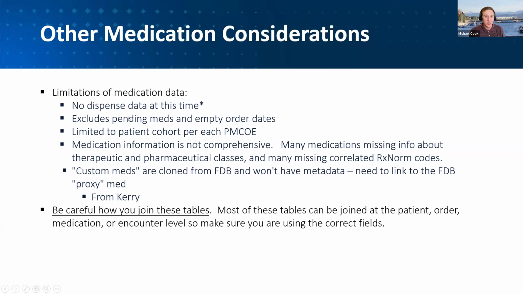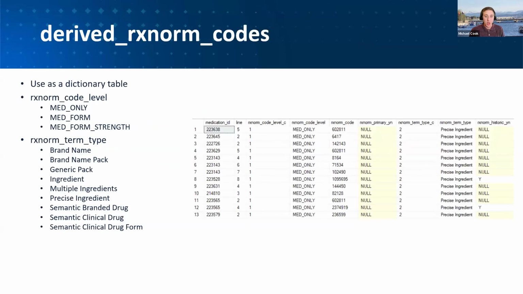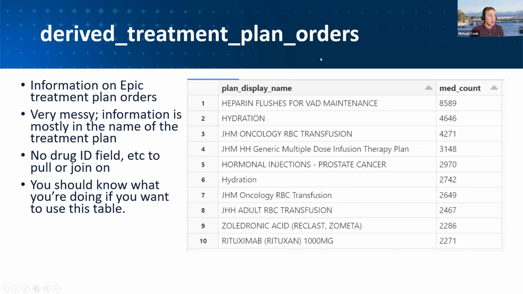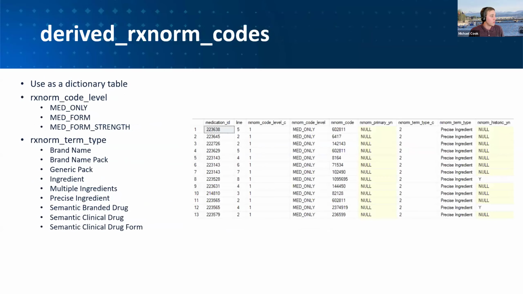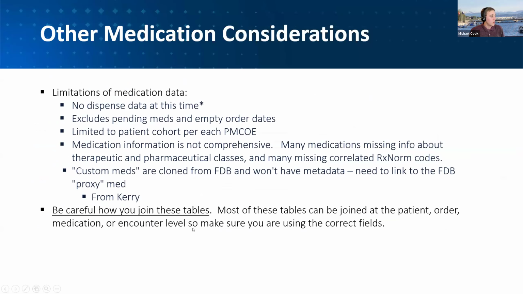A few other considerations. This excludes pending meds and empty order dates. This is obviously limited to your patient cohort for each PIMCO. So the counts that I was showing, to go back a few slides, are for the overall derived table. If you run your own counts for your own PIMCO table, you might get different counts because you have a very different population. The medication information is not comprehensive.